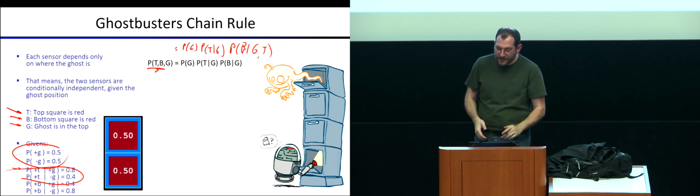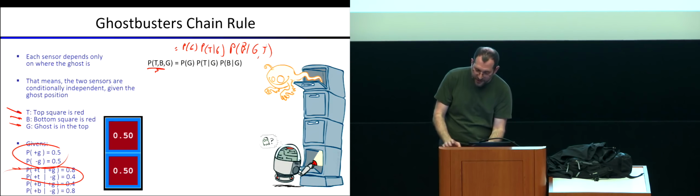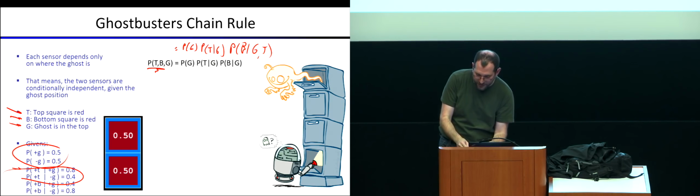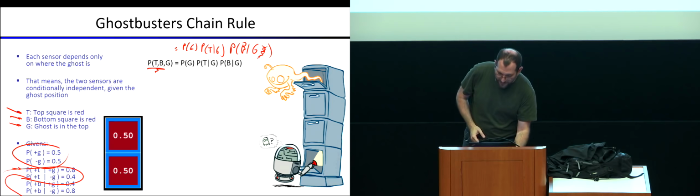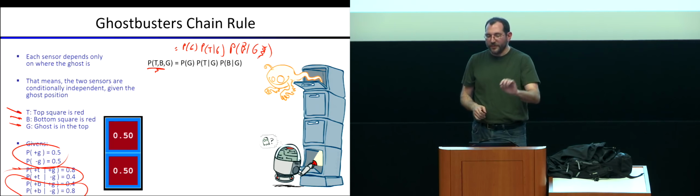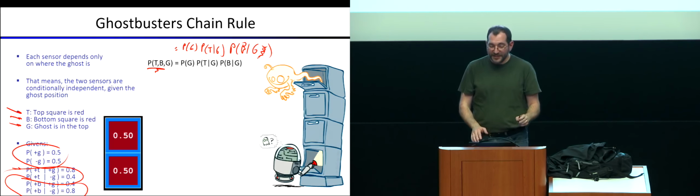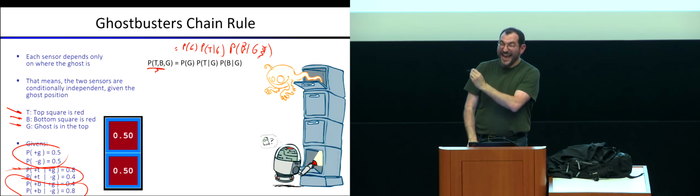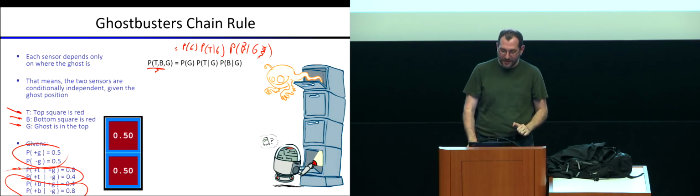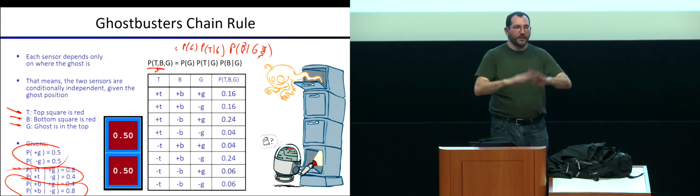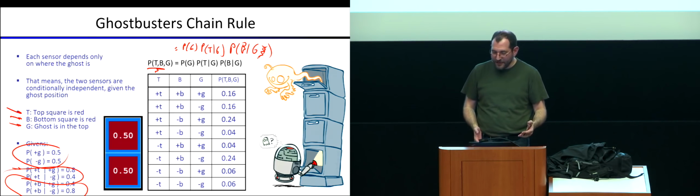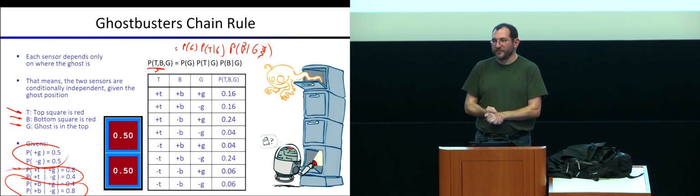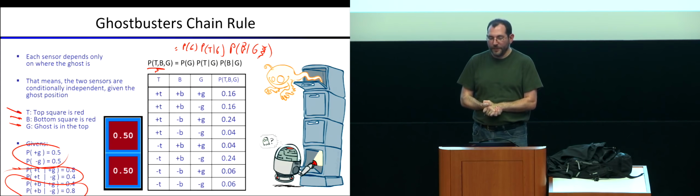Until conditional independence to the rescue. If I assume that B and T are conditionally independent given G, meaning the sensor readings are conditionally independent given the ghost position, then that's the same as that without the T, and suddenly I have the right parameter to plug in. With those givens on the bottom and the assumption of conditional independence of the sensors, I can fill out this whole table, and do all of the computations that I did last class, like compute how likely is it that the ghost is at the top, given that they both read red, or something like that. Okay?